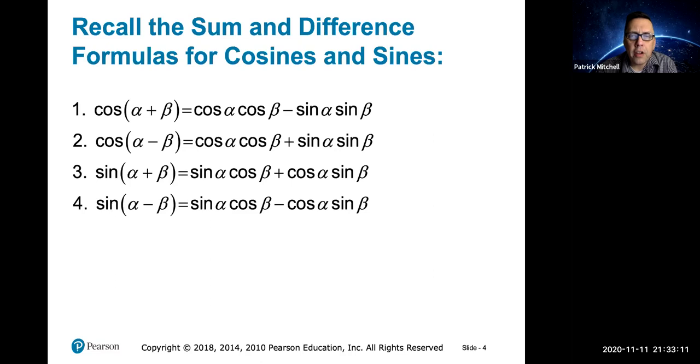You see them there on your screen: sine, cosine, cosine, sine, and cosine, cosine, minus sine, sine. So these ones I do have memorized. And right now I'm going to show you how you use these to get the product to sum formulas. As the name suggests, the product to sum formulas allow you to convert the product of two trigonometric functions to the sum of two trigonometric functions, which for a certain kind of calculus problem is much easier to deal with.